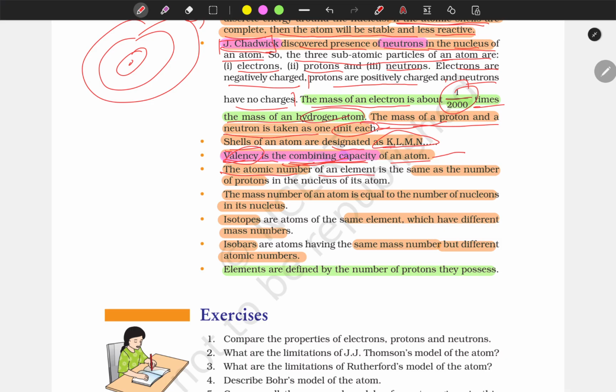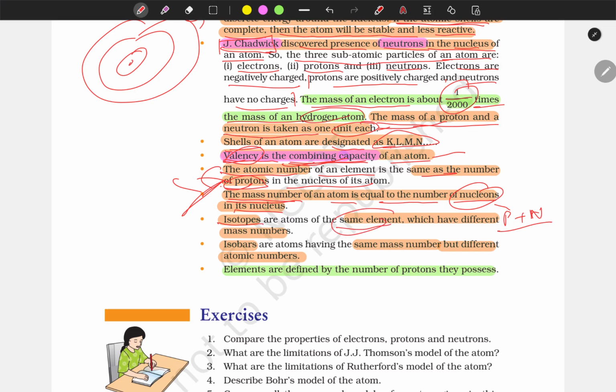The atomic number of an element is the same as the number of protons. So the atomic number is decided by the number of protons. If the number of protons decreases, the atomic number decreases. If the number of protons increases, the atomic number also increases. The mass number of an atom is equal to the number of nucleons. Number of nucleons means number of protons plus neutrons.